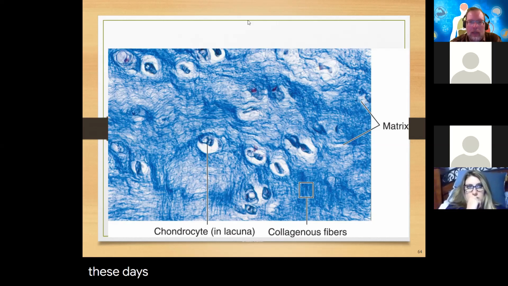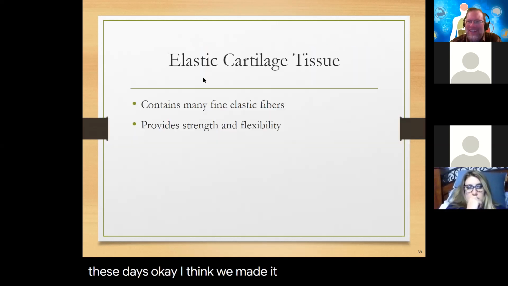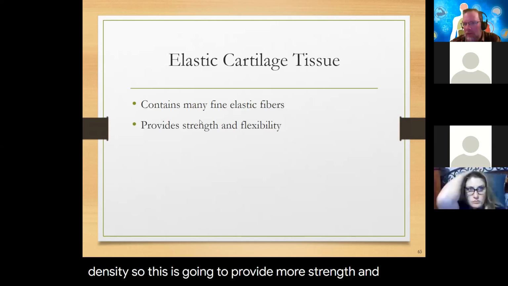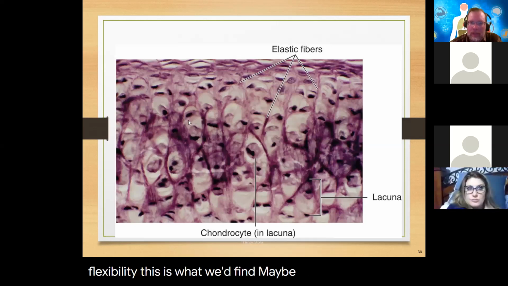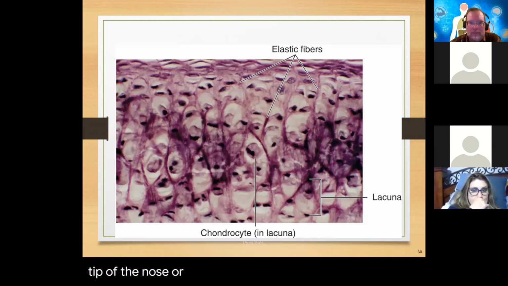All right, elastic cartilage, just like it sounds, is going to have more elasticity than density. So this is going to provide more strength and flexibility. This is what we'd find maybe in the tip of the nose or the ears.